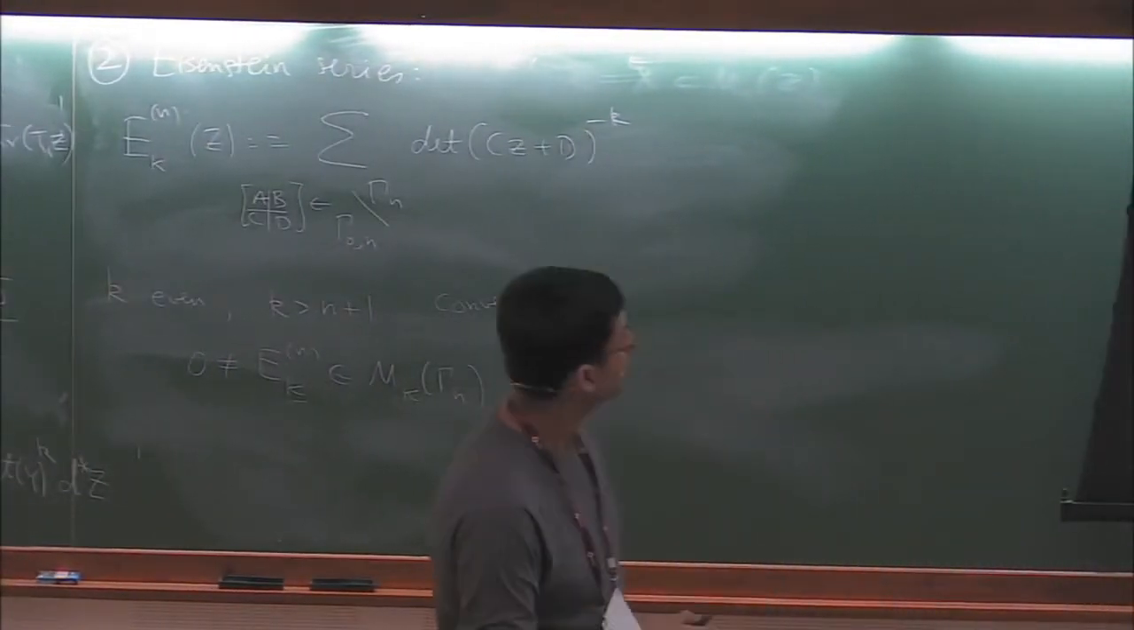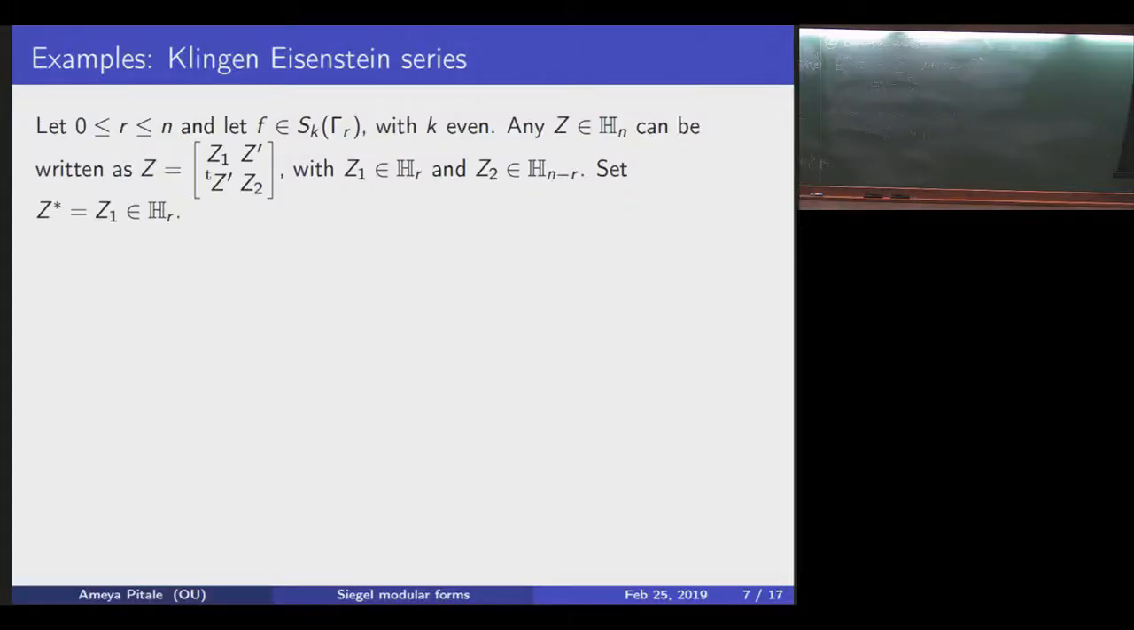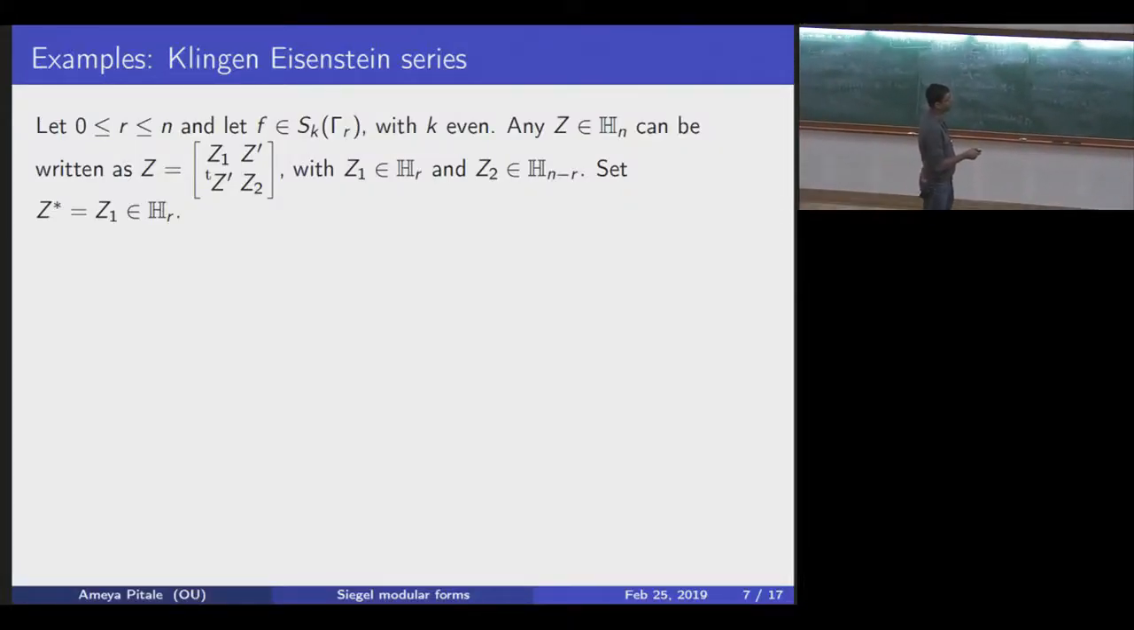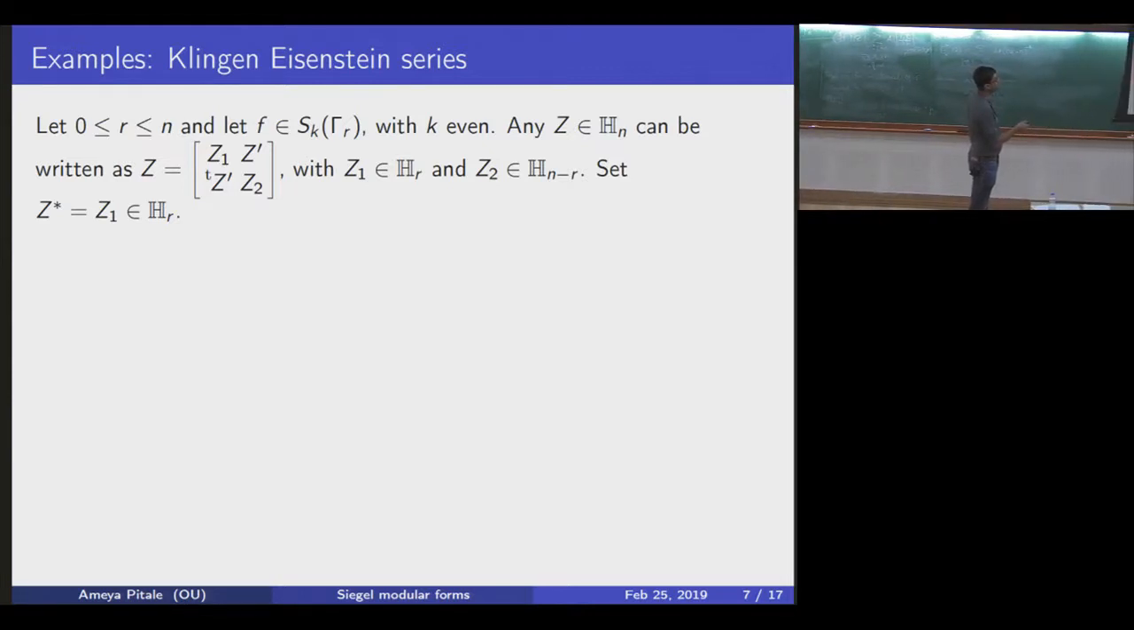So this is Klingen Eisenstein series. I'll tell you why it's called Klingen. So you start with any r between 0 and n. You take a Cusp form of genus r, and for any matrix Z in Hn, you can look at the top r by r block. This is an element in Hr. So you take this element in Hr and you call it Z star. So everything in Hn has a component in Hr.